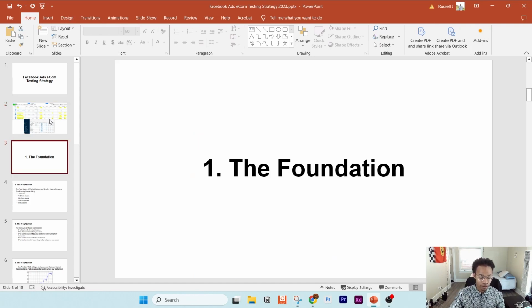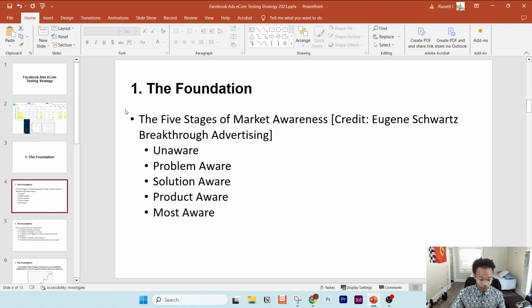Now, to start off, I'd like to lay a solid foundation, and this will be a good foundation to go off of when you're initially testing your Facebook ads. Before we even begin to touch the ads account, we have to get clear on a couple of things. One of them being the 5 stages of market awareness. And no, this is not my credit. The credit goes to Eugene Schwartz, and you can actually find this in the book Breakthrough Advertising.